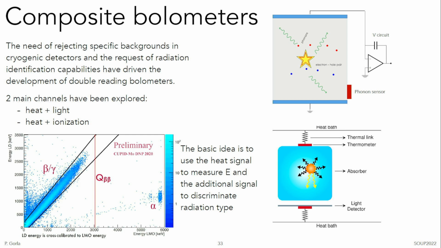Using the cross information from the heat, which you typically keep as the measurement of the energy, as it gives you a very accurate readout of the energy, and the light, which gives you instead the information on the radiation type, you can use this to in some way boost the information you can extract from your detector.